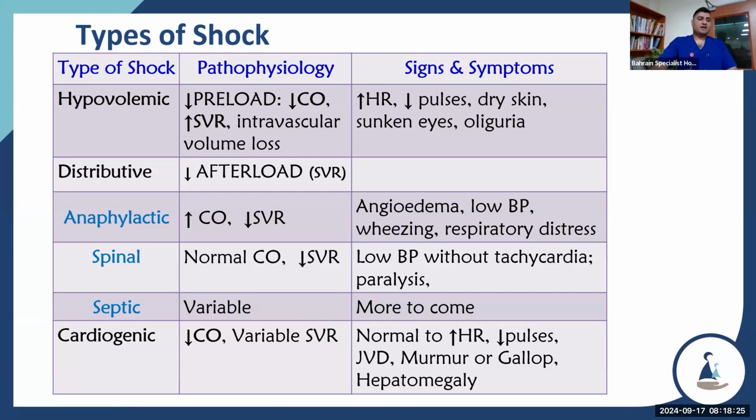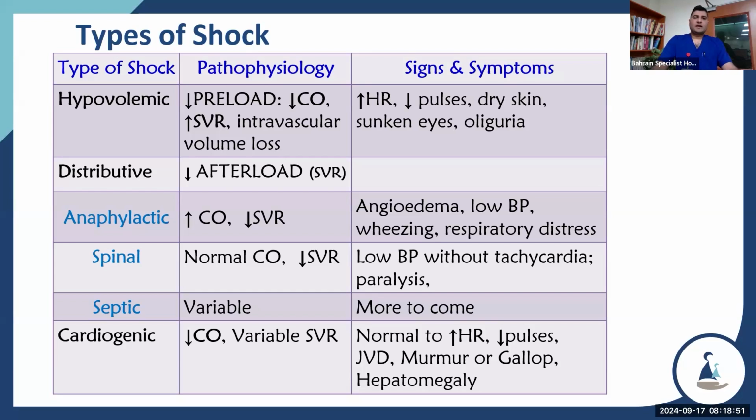In case of anaphylactic shock, you will have increased cardiac output and decreased systemic venous resistance. Signs: angioedema, low BP, wheezing, respiratory distress. Spinal shock: normal cardiac output and decreased systemic venous resistance, with low BP without tachycardia, and paralysis. Septic shock: you will have variable findings.